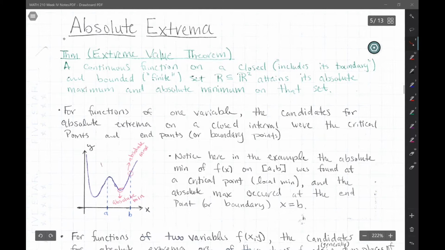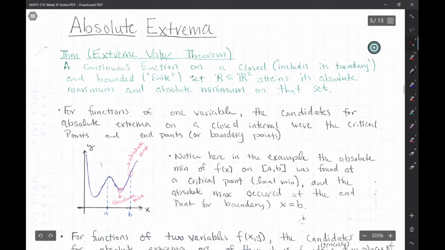That's the topic of absolute extrema, looking for the highest of highs and lowest of lows of a function on a given set. And before even attempting to answer that question, we would like to know that the highest point and the lowest point, so the absolute minimum and the absolute maximum, actually exist. And here the extreme value theorem will help us.